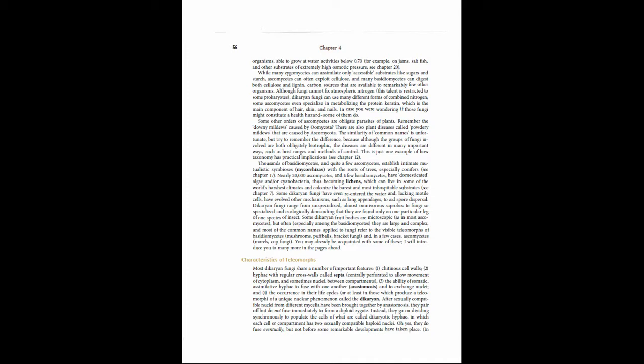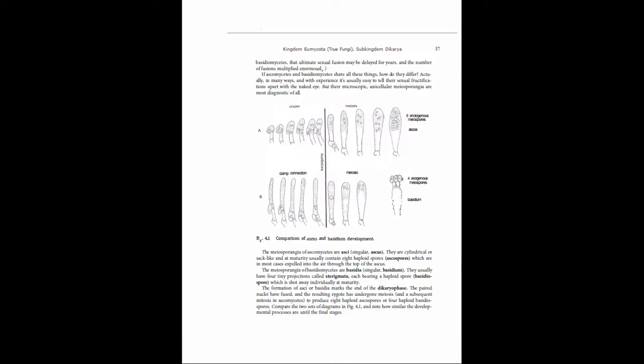After sexually compatible nuclei from different mycelia have been brought together by anastomosis, they pair off but do not fuse immediately to form a diploid zygote. Instead, they go on dividing synchronously to populate the cells of what are called dikaryotic hyphae, in which each cell or compartment has two sexually compatible haploid nuclei. Oh yes, they do fuse eventually, but not before some remarkable developments have taken place. In Kingdom Eumycota, true fungi, subkingdom Dikarya, Basidiomycetes, that ultimate sexual fusion may be delayed for years, and the number of fusions multiplied enormously. If Ascomycetes and Basidiomycetes share all these things, how do they differ?